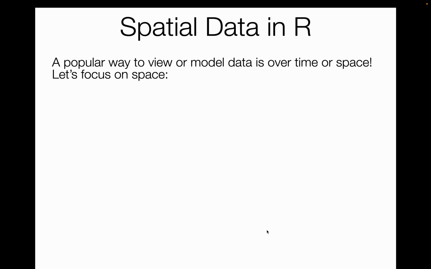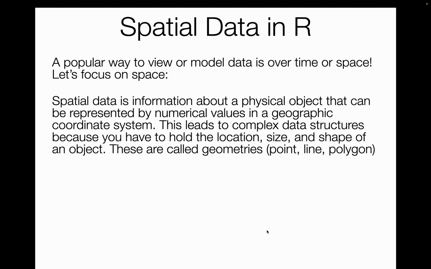Now, I do want to talk a little bit more at length about spatial data. So we talked about time. What about space? So data in space. You can think of maps and such, but not just maps. But that's a good introduction. So a popular way to view or model data is over time or space. We're focusing on space. Here I give you a definition of spatial data. So it's information about a physical object that can be represented by numerical values in a geographic coordinate system. There's a lot here.